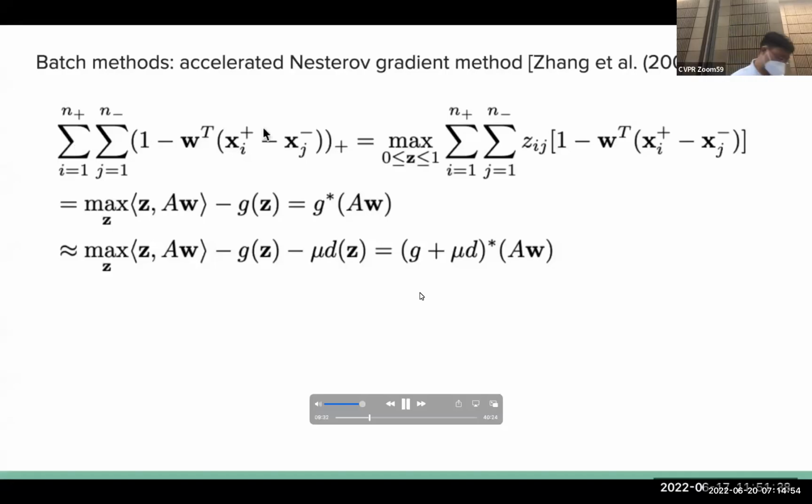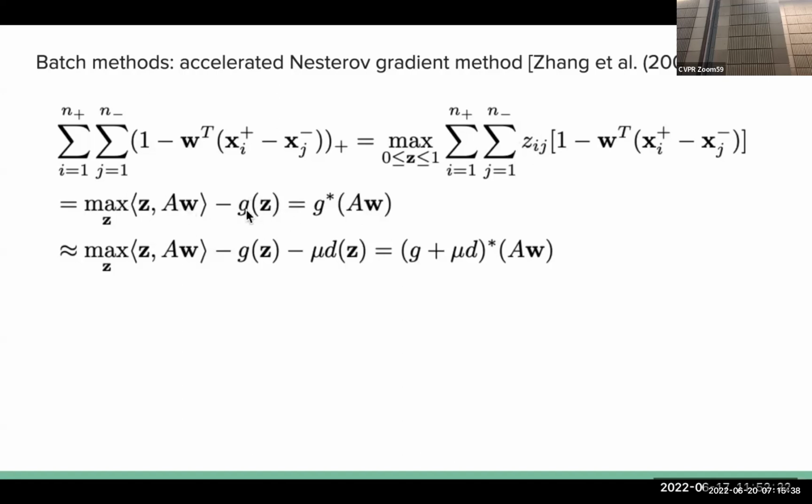So this is the objective function for AUC maximization using hinge loss functions, and you can write it down as a maximization problem over Zij here. Zij has box constraints, Zij is between 0 and 1. Because the relationship between Z and W is linear in this formulation, you can use matrix language, the inner product, to represent it using a matrix, which is capital A here. Capital A is related to Xi prime and Xj prime. And this G function, G(z), is just a summation of Zij here.